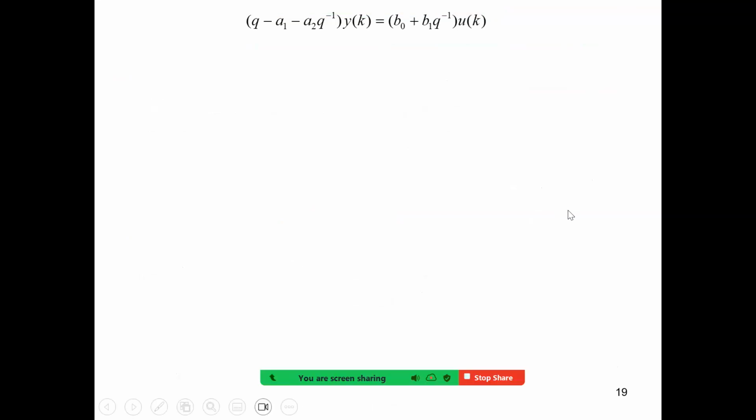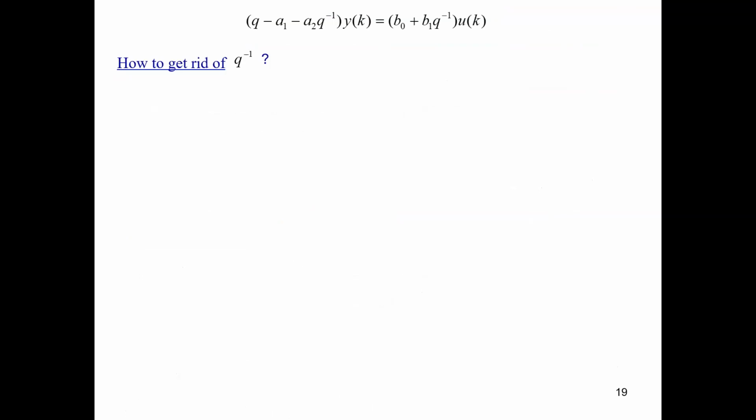Now, if you look at the expression, it involves both the forward shift and also the backward shift. But sometimes we don't like that mixture of them, right? We can use all backward shifts or all forward shifts. Now let's say I want to get rid of the backward shift. I don't like the q inverse. So what should we do?